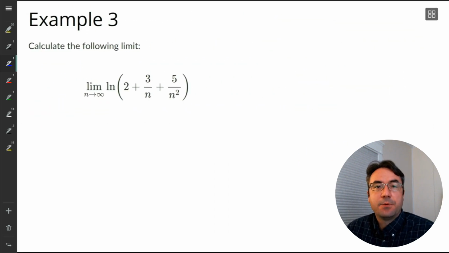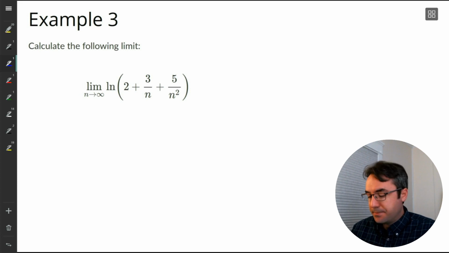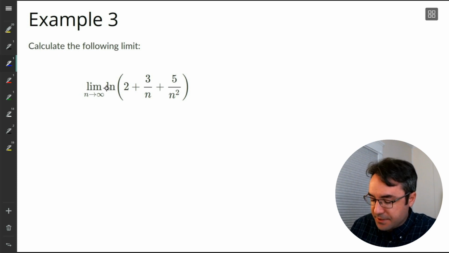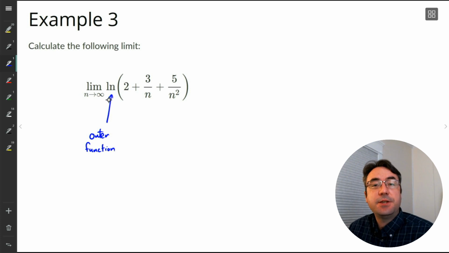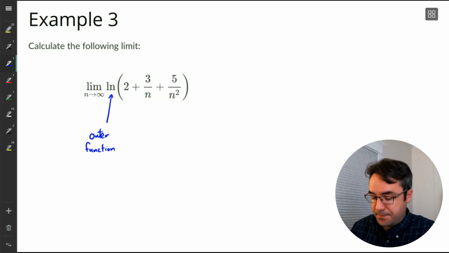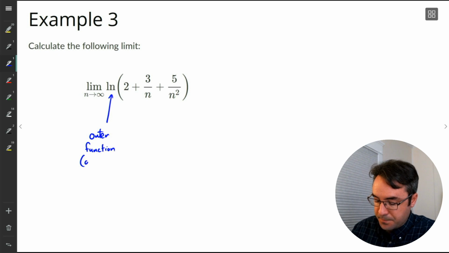So let's look at it. We're going to calculate the limit of natural log of 2 plus 3 over n plus 5 over n squared. And we're doing the limit as n goes to infinity. And so when we look at this, we have that setup. We have this outer function. And we know natural log is continuous. It's continuous on its domain. So that's always good.